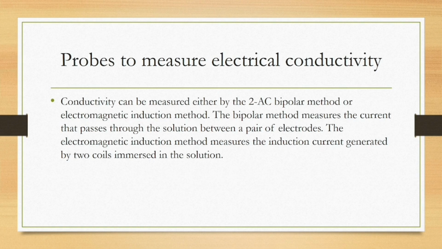Now, how to measure the conductivity? Normally we have different kinds of probes available in the market. Some probes are handheld and can be easily carried, and some probes are coupled with a multimeter. Normally conductivity can be measured either by the 2 AC bipolar method or the electromagnetic induction method. In the bipolar method you measure the current that is passed through 2 pairs of electrodes, and in the second one you measure the induction current that is generated by 2 coils immersed in the solution.